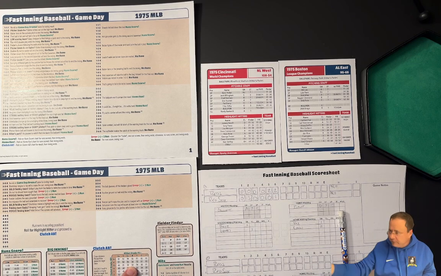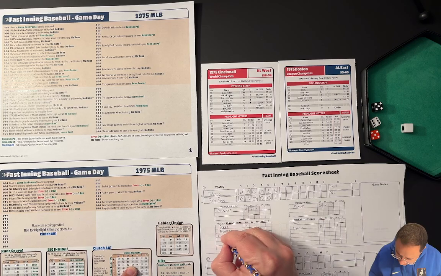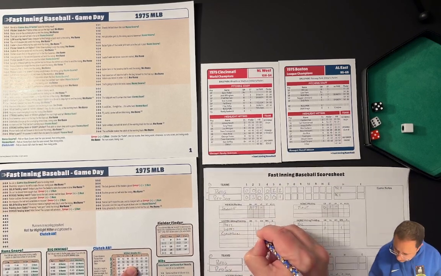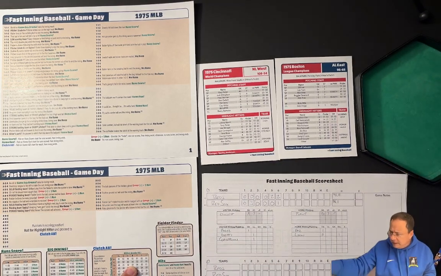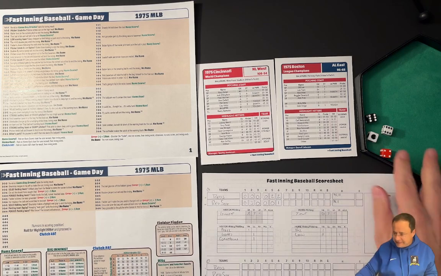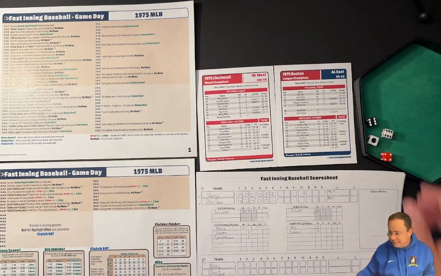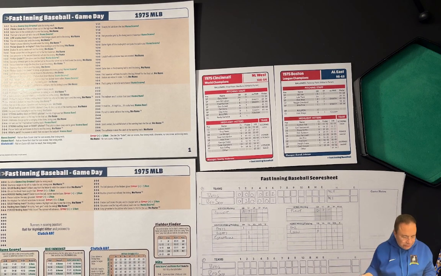B+ 53 is what he's looking for. He gets it. Another clutch hit, this time for Concepcion. Clutch hit for the Reds. It's a 2nd. And it's a 66. Wow. On a 66, we have a big inning. So that means we're going to roll in the big inning table.